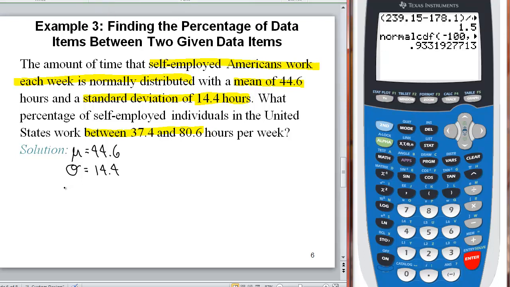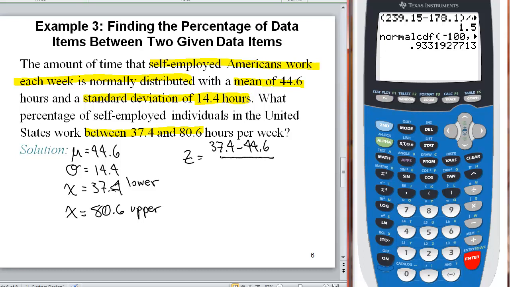And so now I have an X of 37.4 at the lower end, and I have an X of 80.6 at the upper end. Okay? And so, again, I'm going to calculate two z-scores. The z-score is going to be equal to 37.4 minus 44.6 divided by 14.4. And these numbers are coming from the equation in the previous slide. And the other z-score is going to be 80.6 minus 44.6, all divided by 14.4.